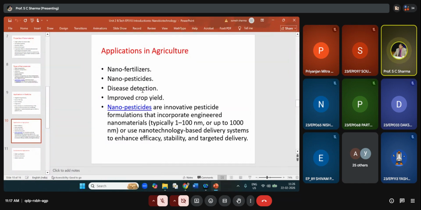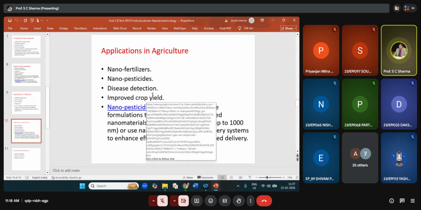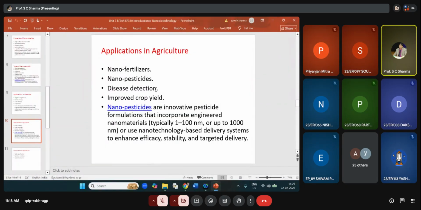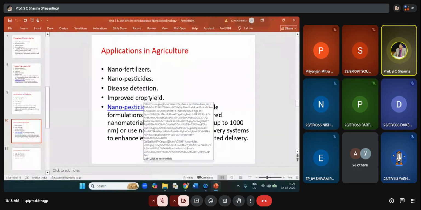Then disease detection and improving crop yield. Crops, for example, rice, wheat, gram, all these improve crop yield. Means we can improve or enhance or increase the crop.